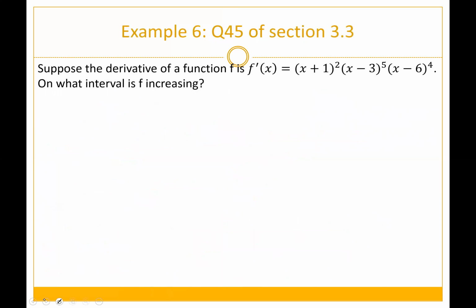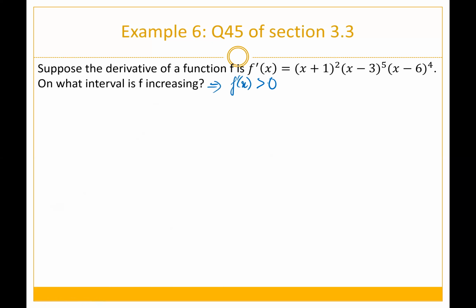Now we're going to have the last example today. So it's question 45 of section 3.3. You're given a complicated function with the derivative f prime of x equal to that. And for what interval is f increasing? So you basically just find the interval of x so that f prime of x is positive.